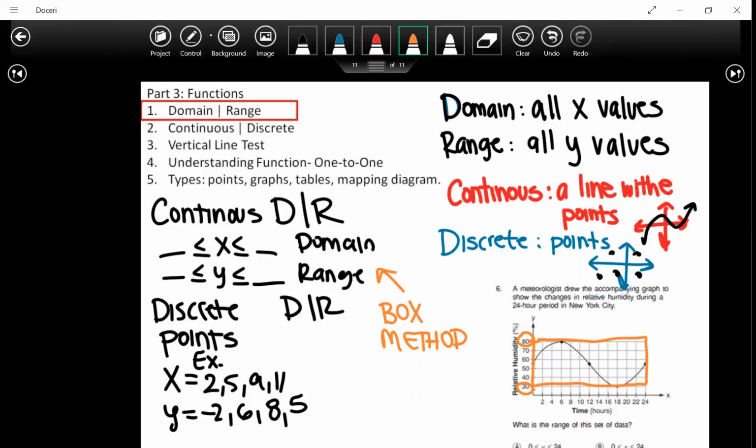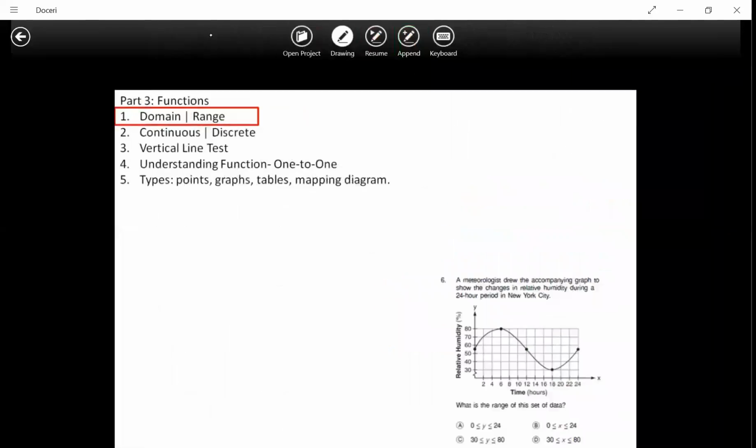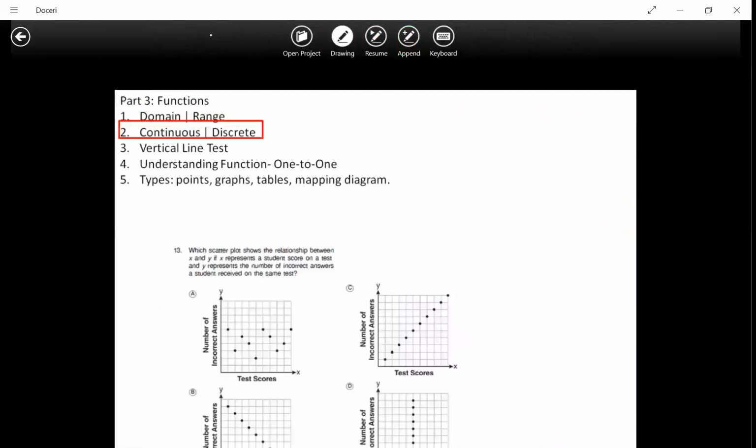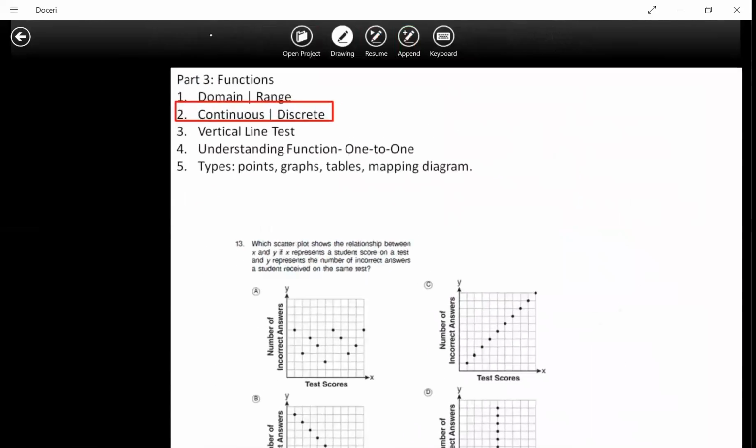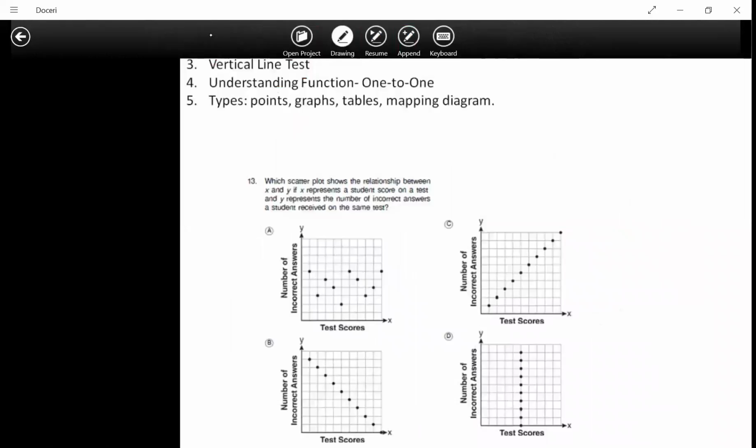Okay. The one that would be very helpful to go over, talking about the next one, would be something like this. Is it a function? Okay. This would be discrete points. And it asks you which scatter plot shows a relationship between x and y. One thing that you want to say is as the test scores increase, the number of answers incorrect drops. So in this case, it would be B. This is more of a stats question, but I just wanted to relate that it would be a continuous or discrete function.